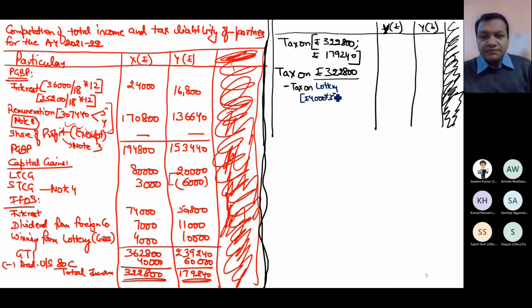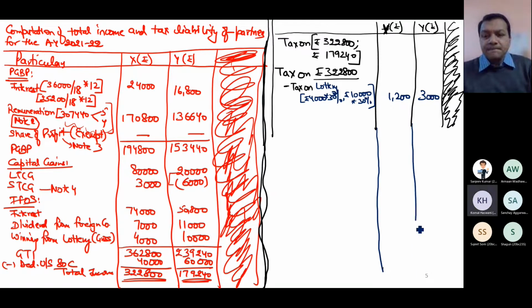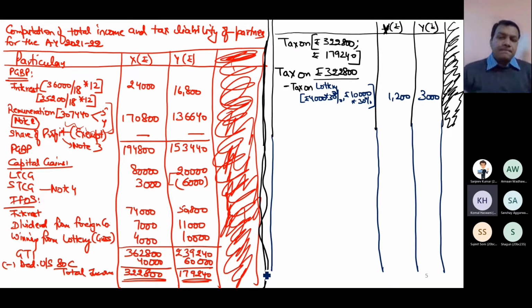4,000 into 30%, and similarly 10,000 into 30%. So 3,000 it will become for Y, and 1,200 it will become for X. After this, what will happen? So we'll see LTCG. But before that, we'll see whether the total income without LTCG is less than the exemption limit or not.